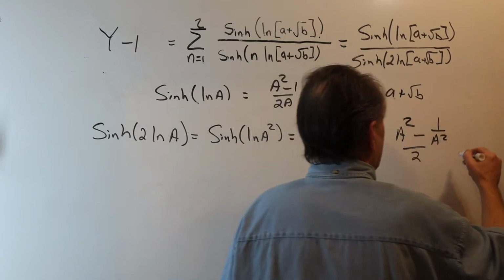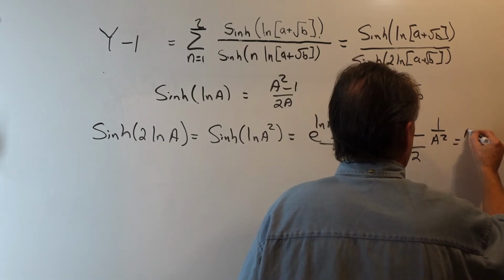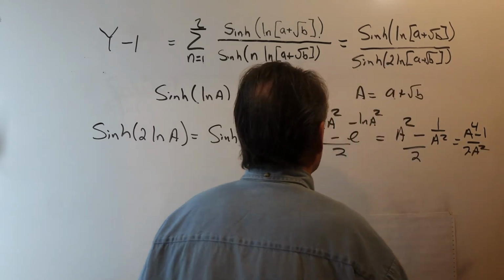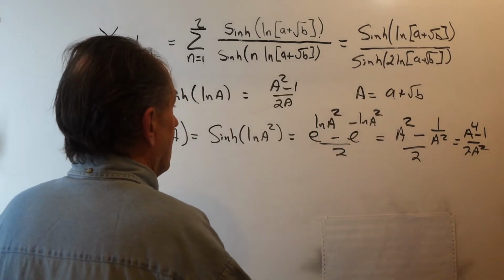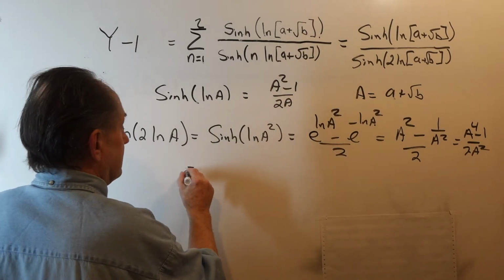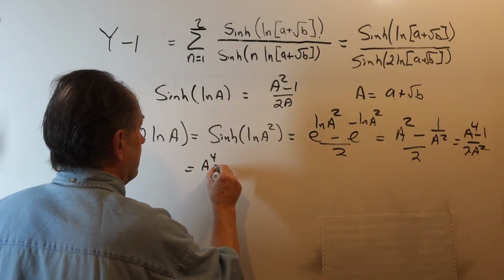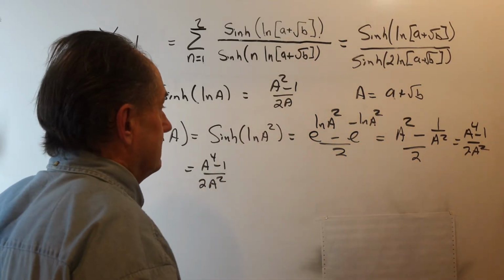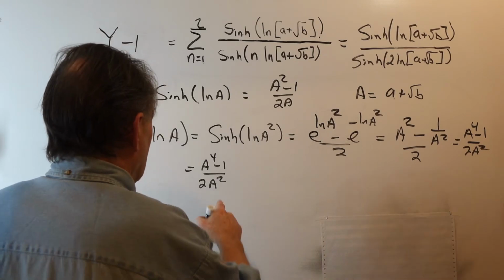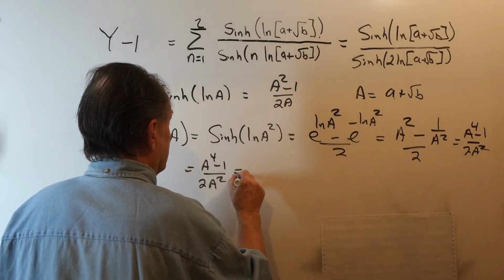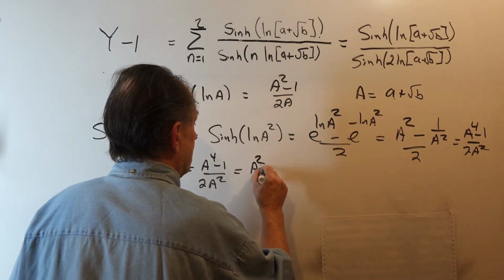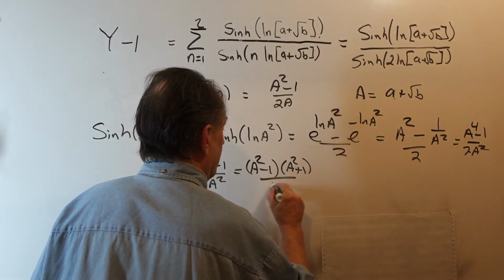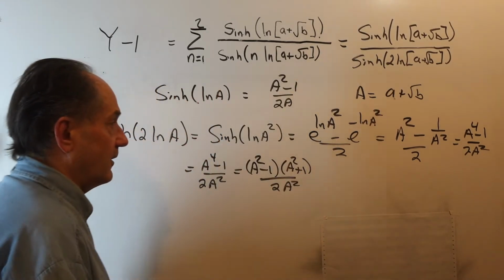If we multiply numerator and denominator through by a squared, we have a to the 4th minus 1 over 2a squared. So we can write this now as a to the 4th minus 1 over 2a squared. And we can expand this a little bit. This is a perfect square, so this is a squared minus 1 times a squared plus 1 over 2a squared.